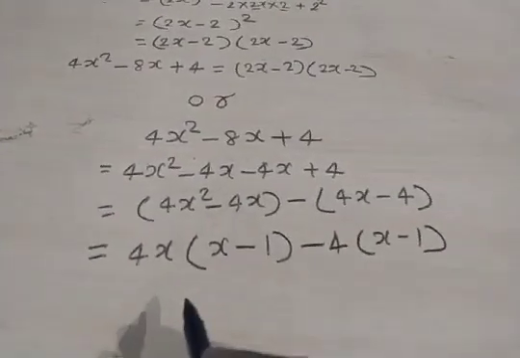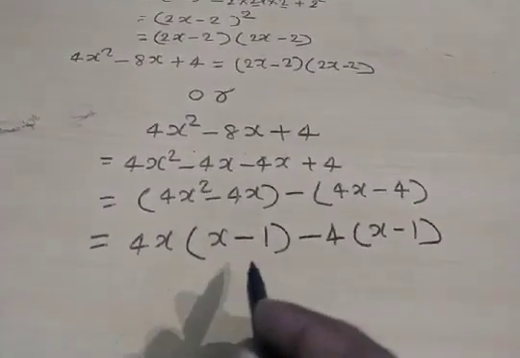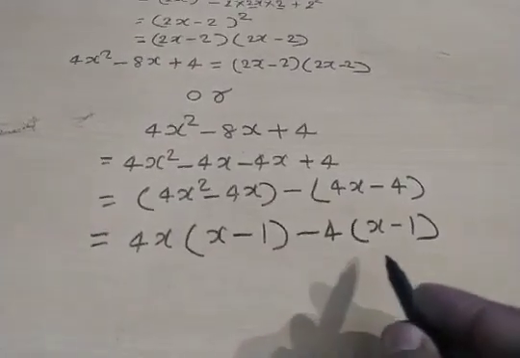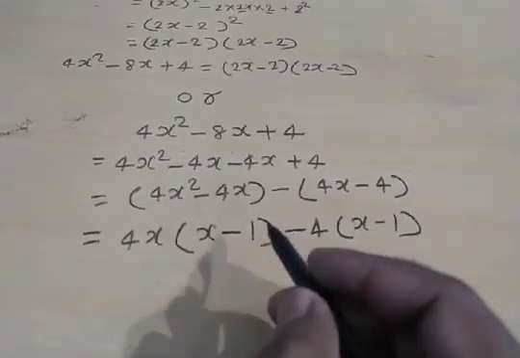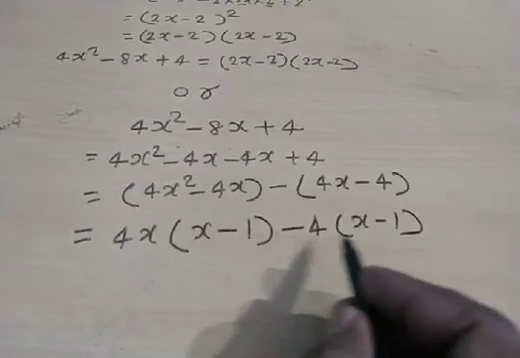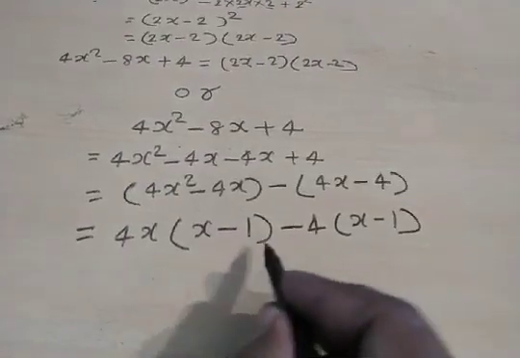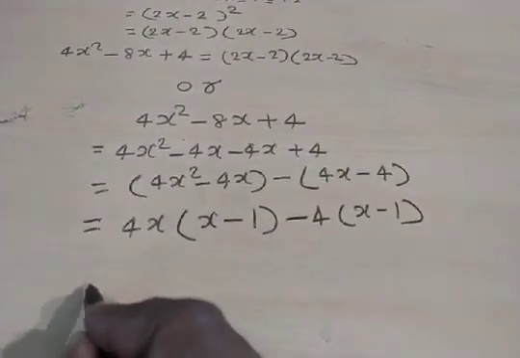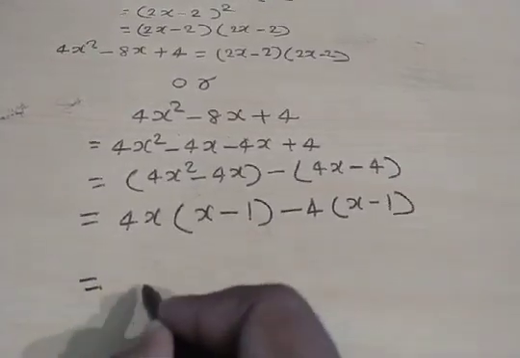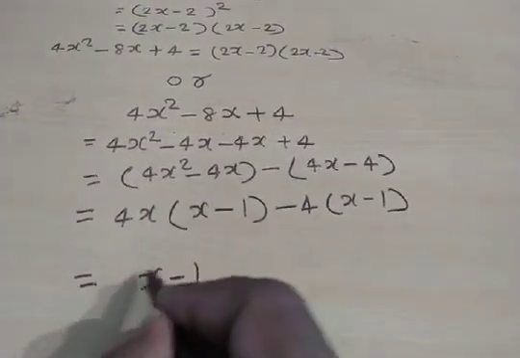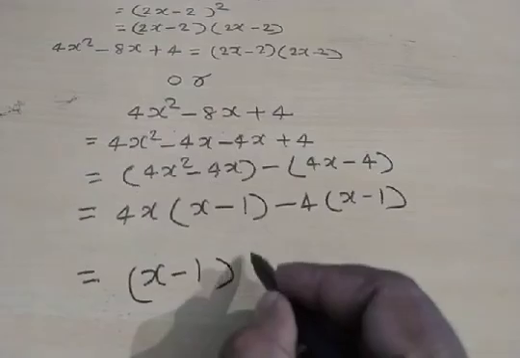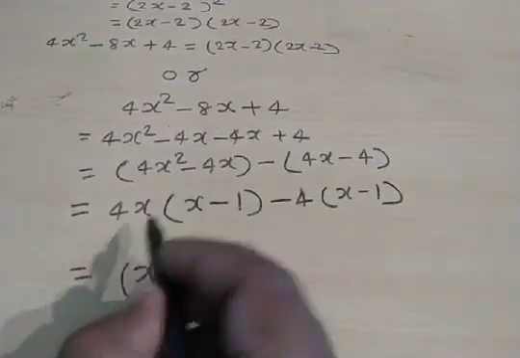You can notice here in both terms, this is the first term, this is the second term, you have common x minus 1. So we take common x minus 1. And here we obtain 4x.